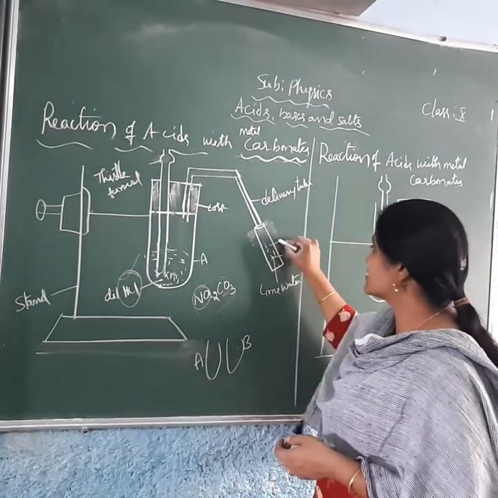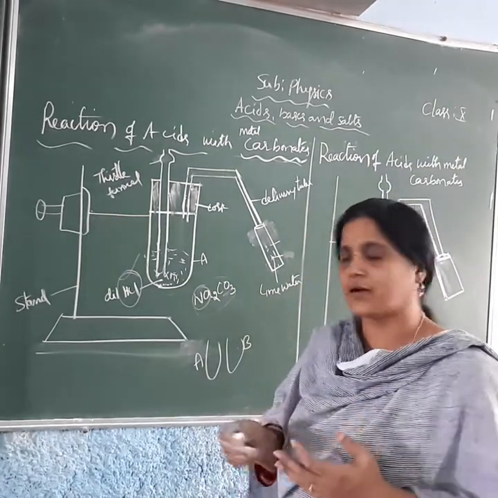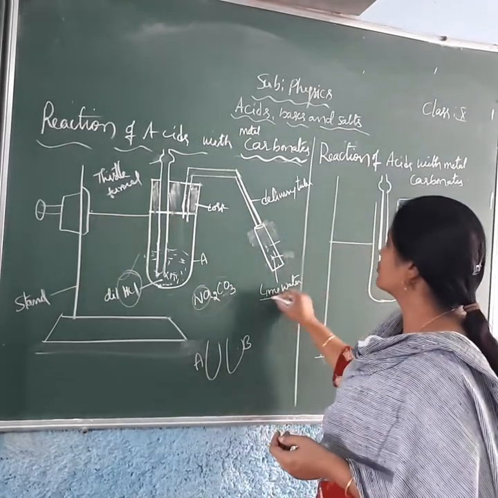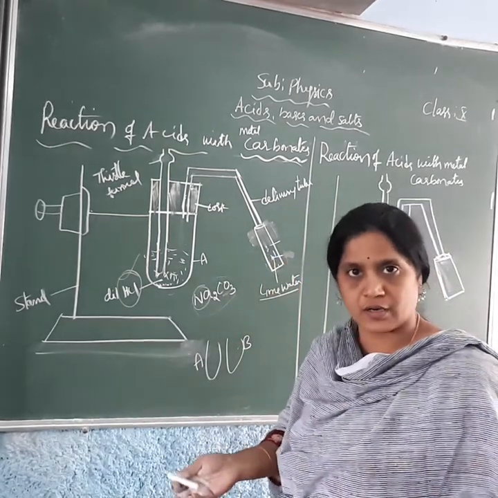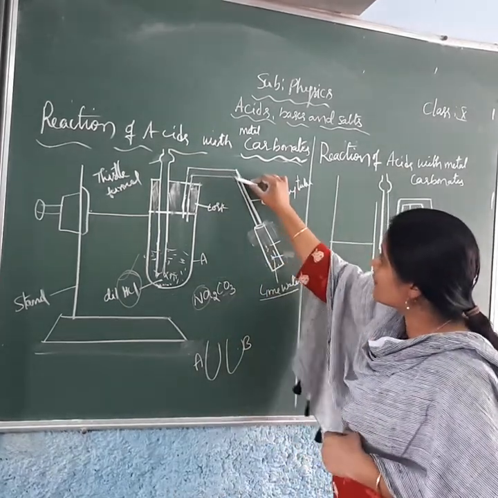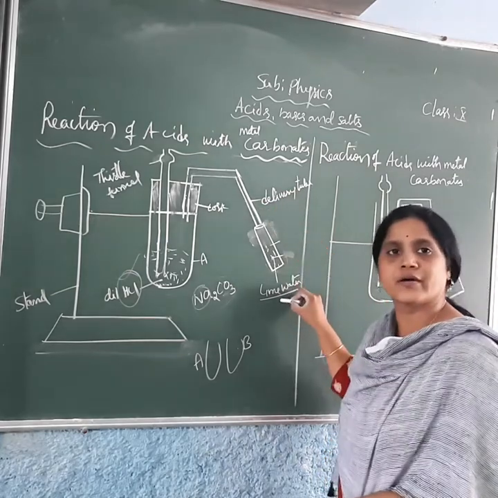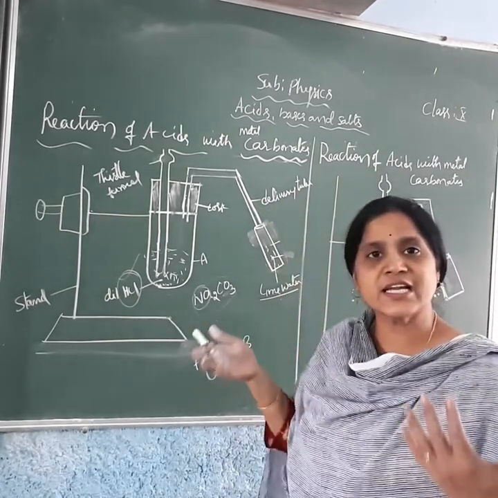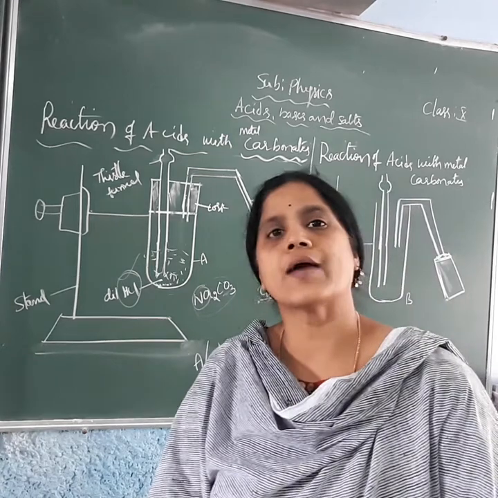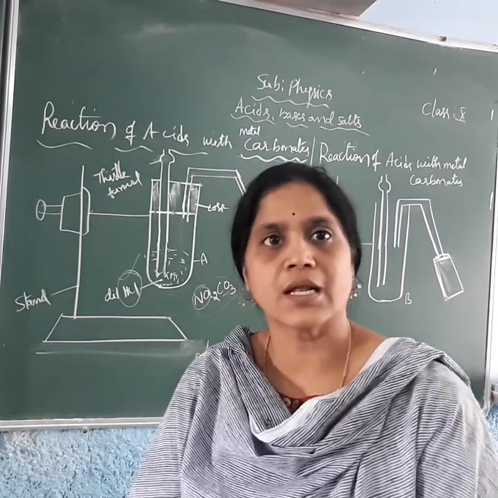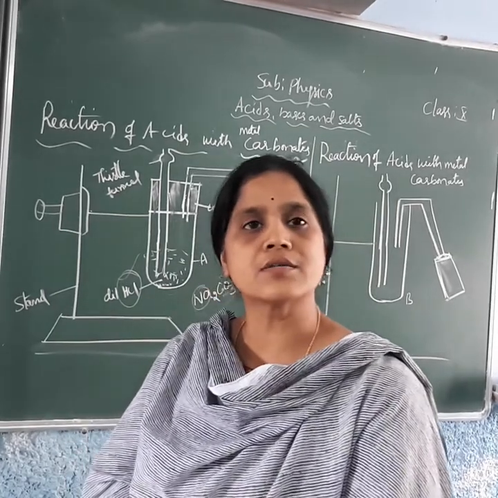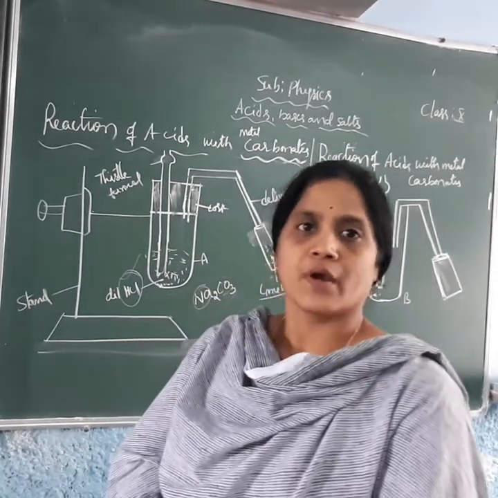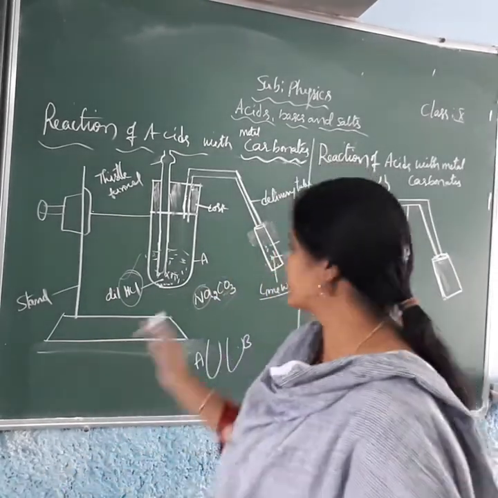Here you have to take lime water in the test tube or in the beaker. When the gases are passing through this lime water, there is a change in the lime water in the test tube. The lime water turns milky. The lime water turns milky. This we can observe.